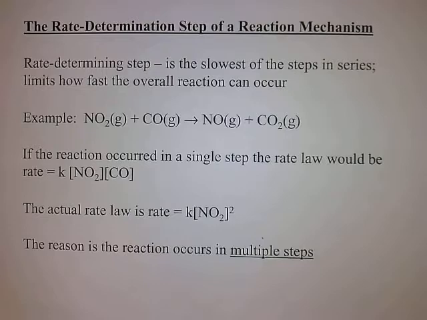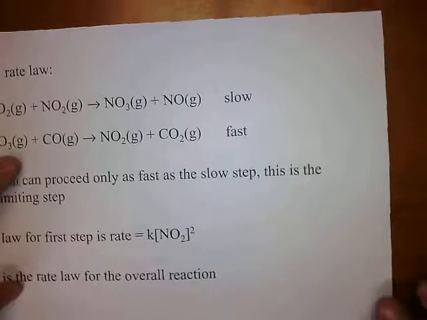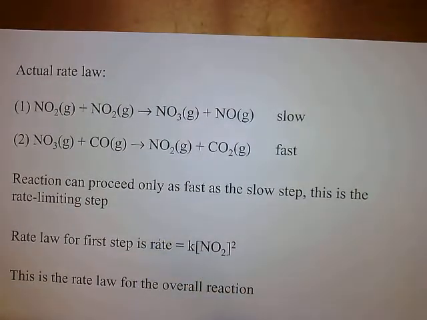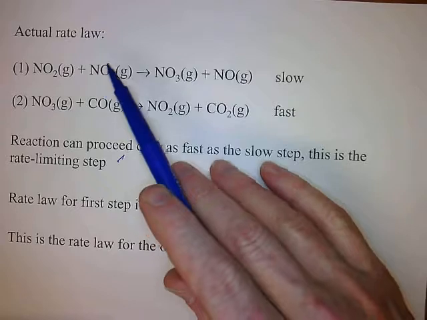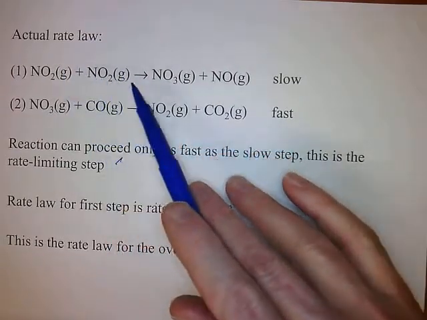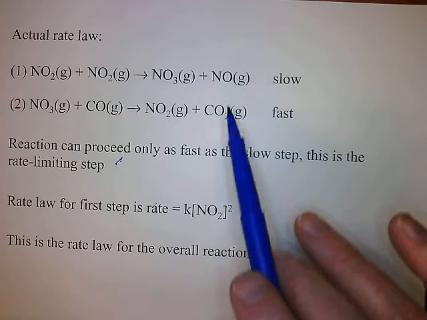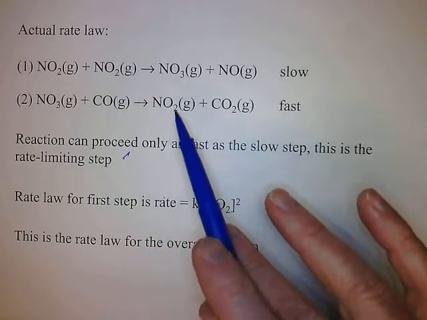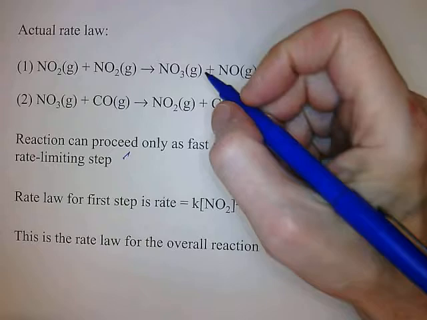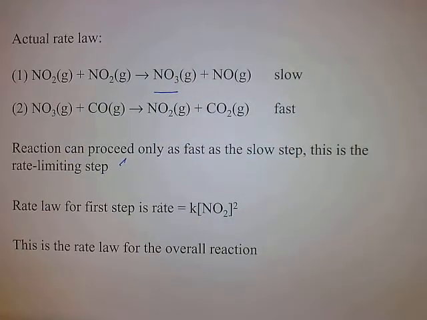The reason is that the reaction occurs in multiple steps. Okay, so how does this reaction happen in actuality? So this is what actually happens. We have two steps. Two NO2s combine to make an NO3 and an NO. That's going to be a slow step. And then in the fast step, the NO3 combines with CO to make your NO2 and CO2. So the slow step is producing the NO3, and once the NO3 is produced, that reacts rather rapidly.